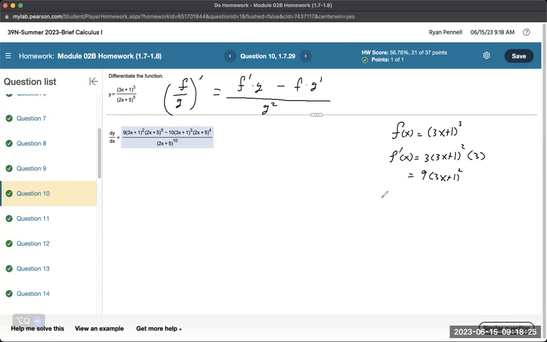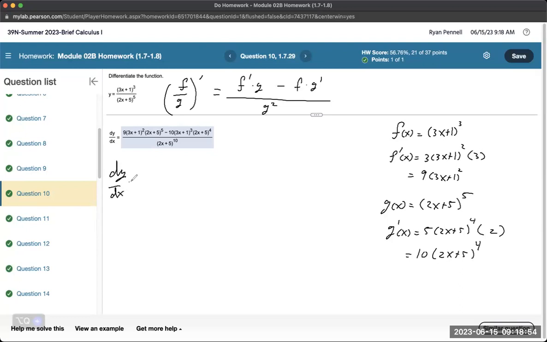All right. My g, I'm going to let equal 2x plus 5 to the 5th. So g prime, 5 comes down, 2x plus 5 to the 4th. On the inside, we have a 2. So that's 10, 2x plus 5 to the 4th. Those are my pieces. Okay, so now I have to build it.